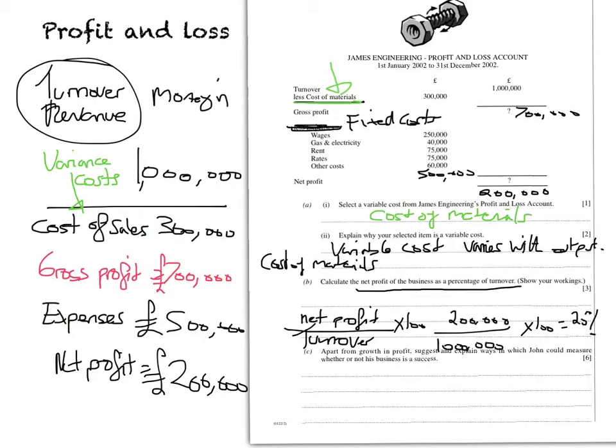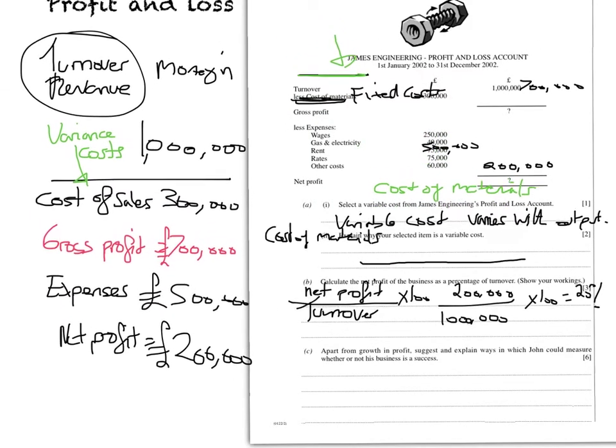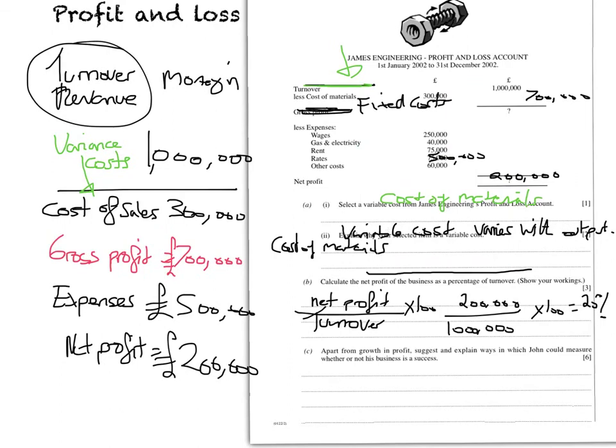Okay, moving on to C. C is a bit irrelevant, but they'll ask this thing quite a lot. It will say, explain ways you can measure whether or not a business is a success. And it's saying apart from profit. So what other things could measure whether a business is a success? I'll go for the easy ones. One is number of employees.